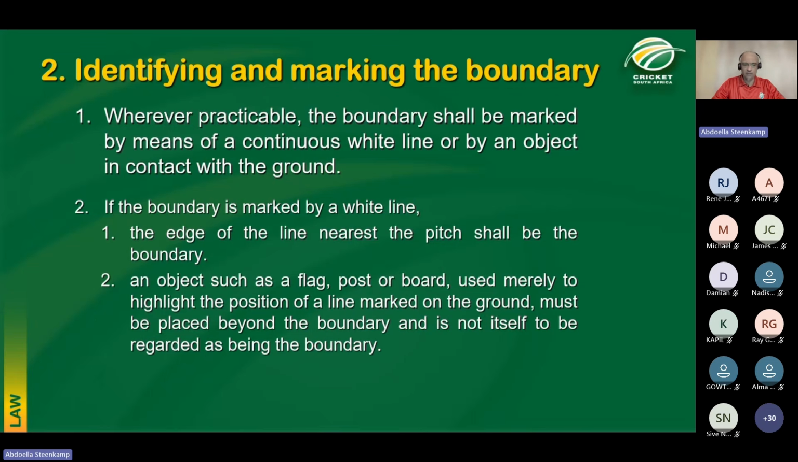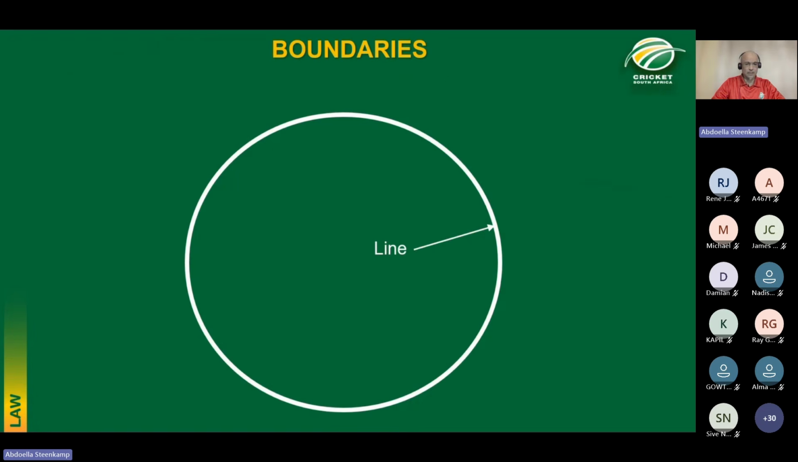Not always do you have a line or a rope. The law allows for flags or posts or boards. If you are using flags, posts or boards, they are there merely to highlight the position of the line, and they must be placed beyond the boundary and are not seen as being the boundary itself. Let's look, using the diagram, at how the law works.